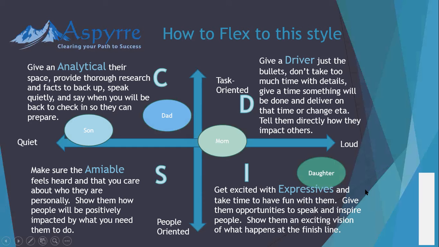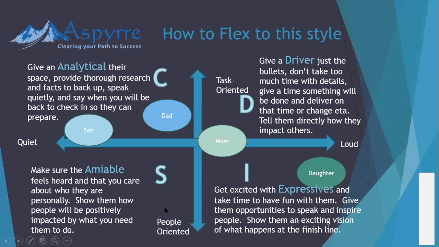Okay, if you have an expressive on your team, what you want to do is get excited with them. Show them the fun side of yourself. Give them opportunities to speak and inspire people anytime you can. Make them the center of attention. Get them in front of the audience. They're going to get everybody excited for you. To get them excited about a project, show them an exciting vision of what happens at the finish line. So if you want them to do something for you, give them a picture of the finish line and show them how great it's going to be.